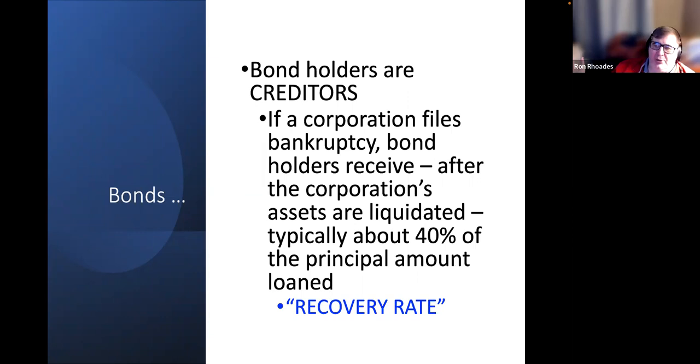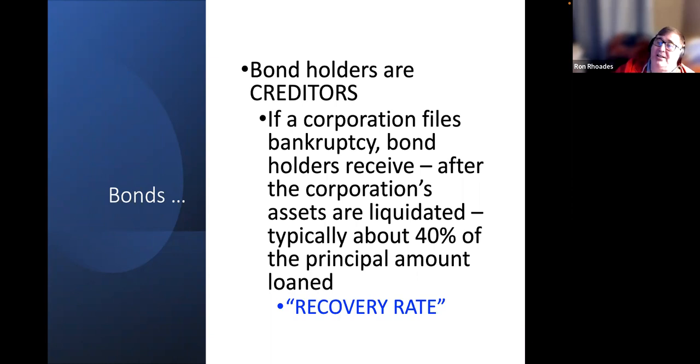Now, the range is actually quite broad. It can be 0, it can be 100%, but typically it's in the 30 to 60% range. And things I've read recently have indicated that the average is around 38% somewhere. So I just say 40%. But it also varies depending on the macroeconomic environment, how bad the economy is, and whether there's a demand for those assets that are being liquidated.